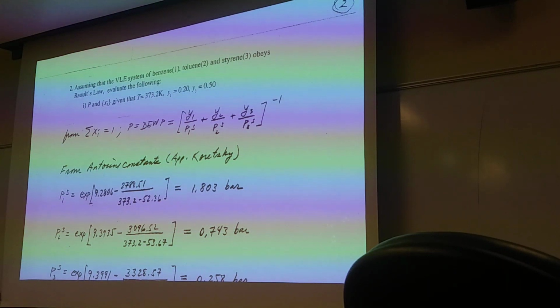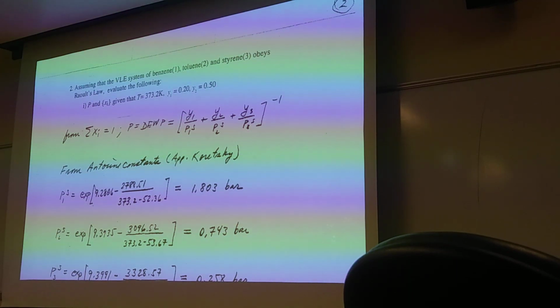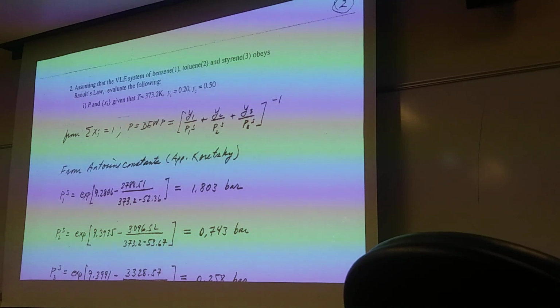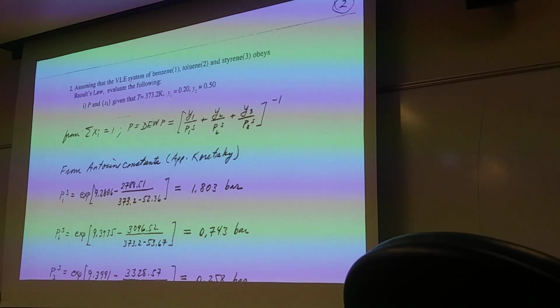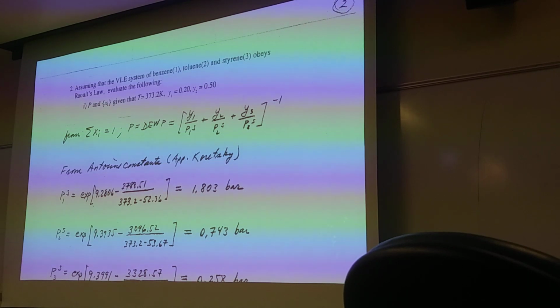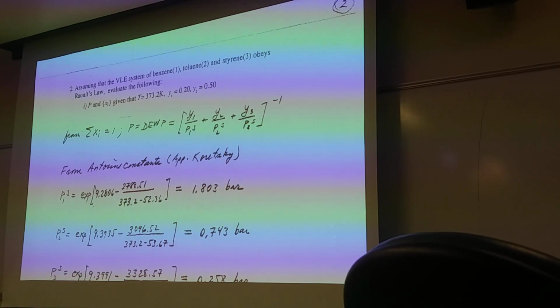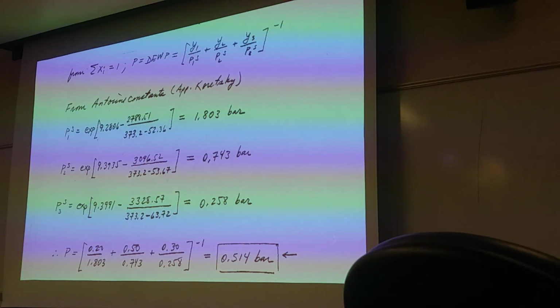Problem 2, you're assuming the VLE system of benzene, toluene, and styrene obeys Raoult's law. Evaluate the pressure, that would be a bubble point pressure. Sorry, and the dew point pressure and the liquid phase composition at a temperature of 373.2 K and Y1 equals 0.2 and Y2 is 0.5. So there's a ternary system, so that's one little wrinkle that's different from what I had done in class, but I had the layout for this situation plotted out for you in the handout.